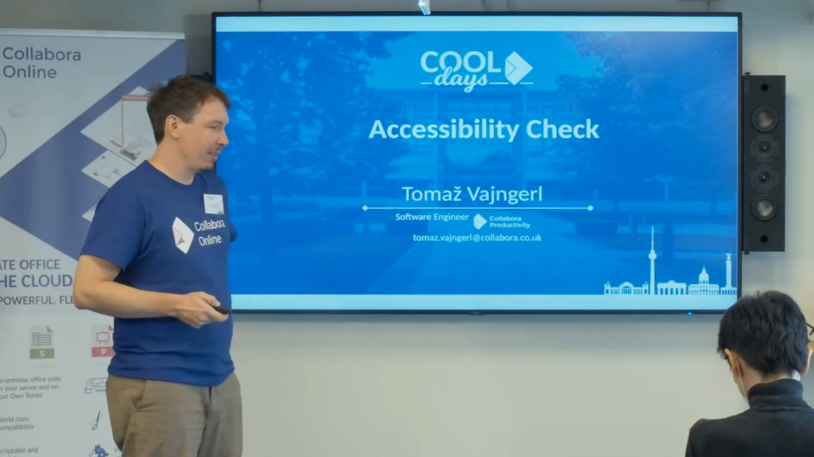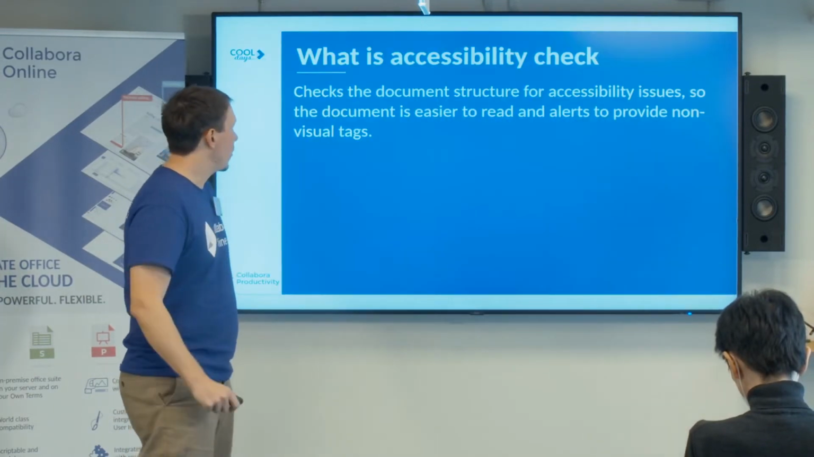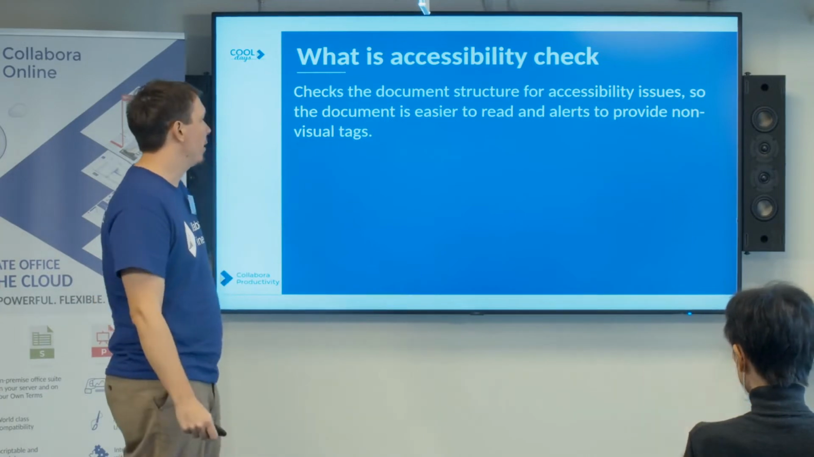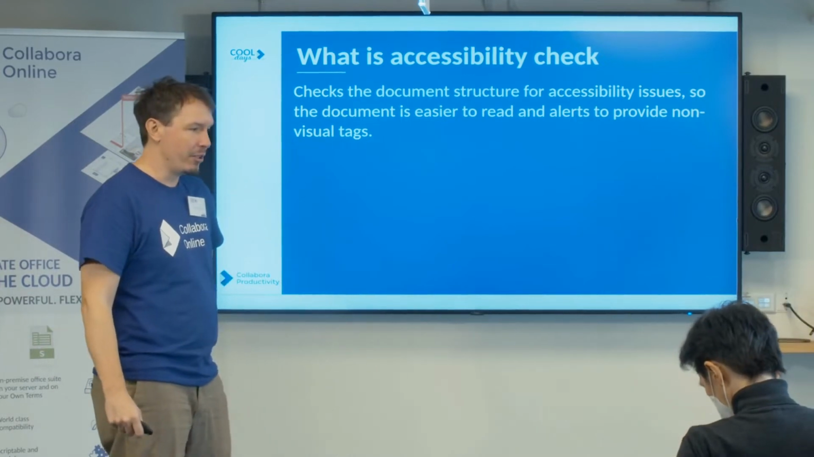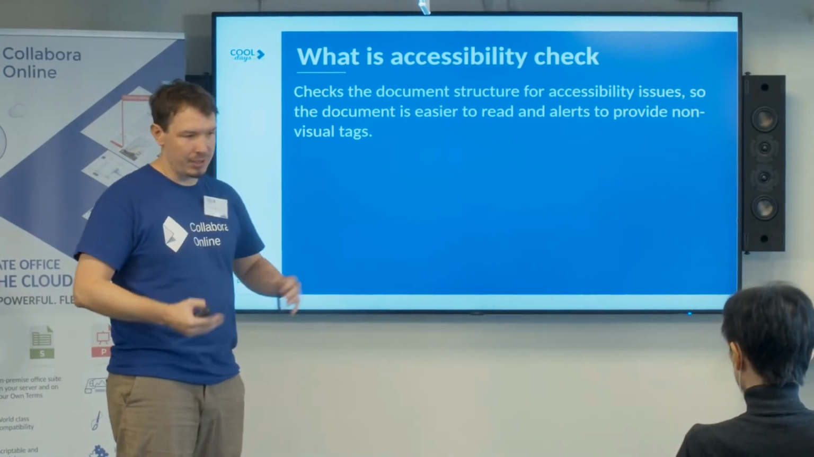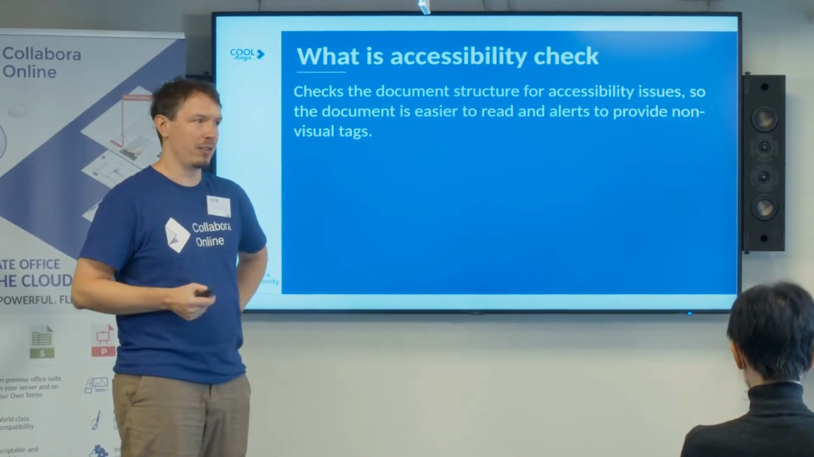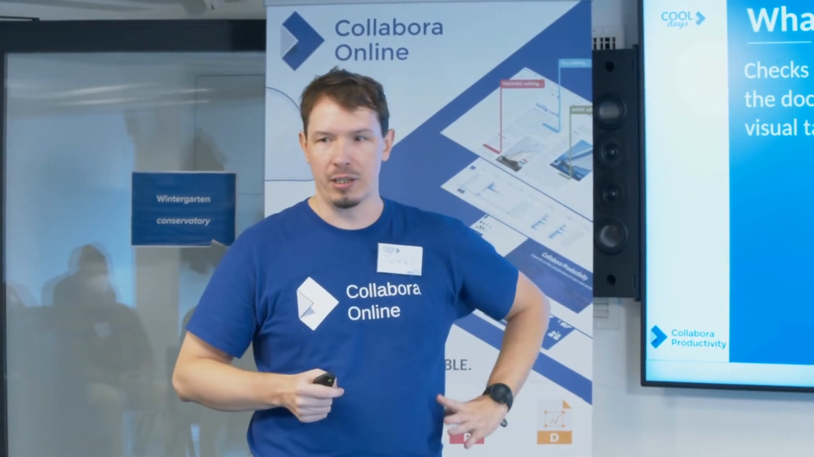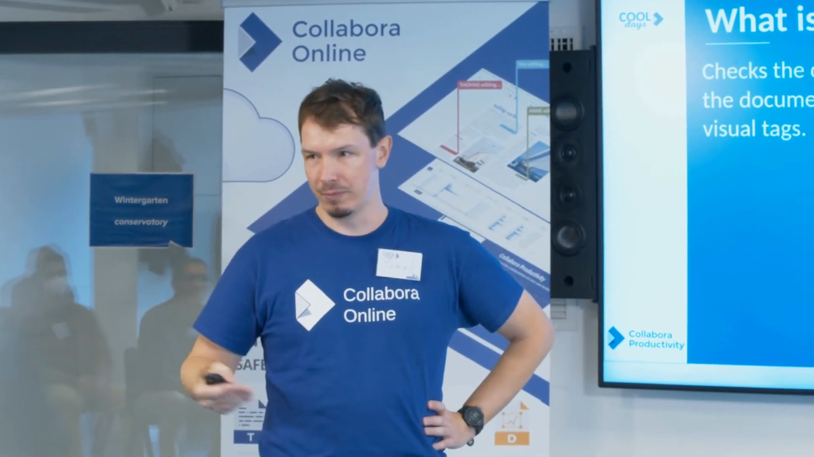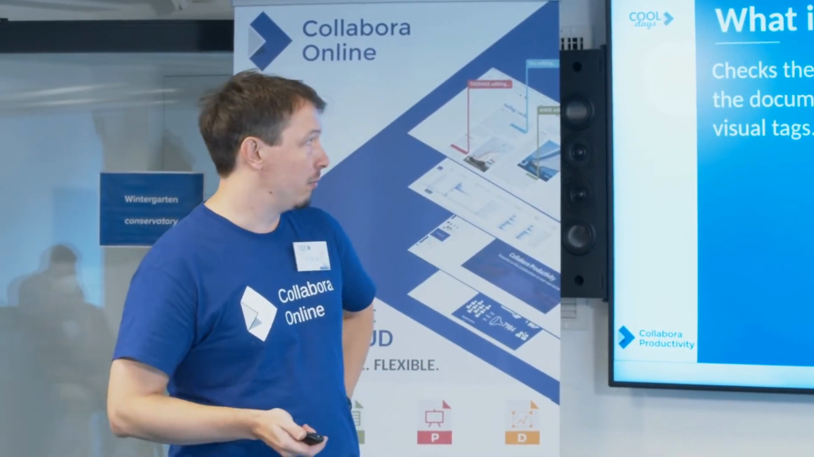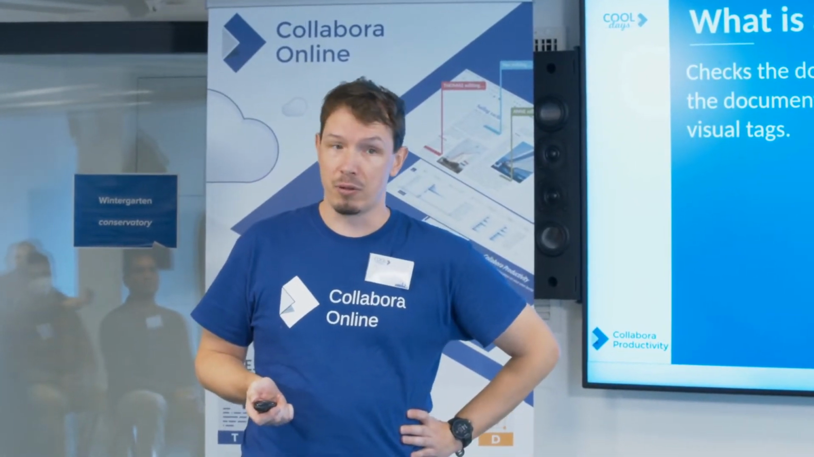This time I'll talk a little bit about the accessibility check. So what is the accessibility check? It checks the document for accessibility issues, to help visually impaired people see the document structure more easily, and also to give blind users additional metadata that can help describe the document. We have had this accessibility check in LibreOffice for quite some time.